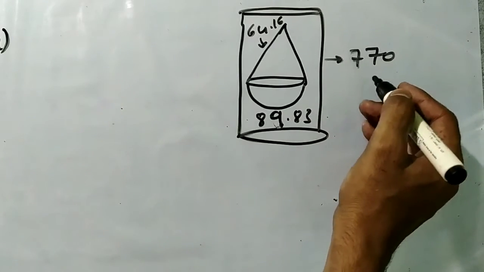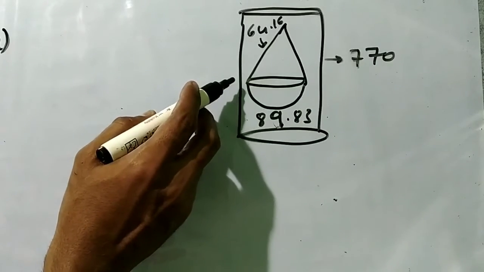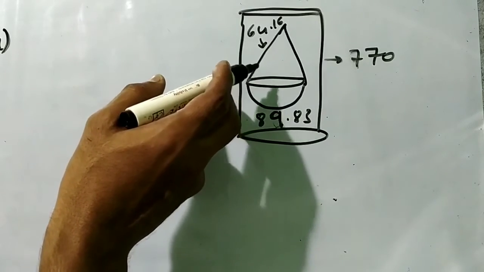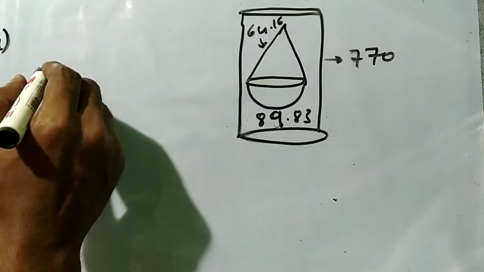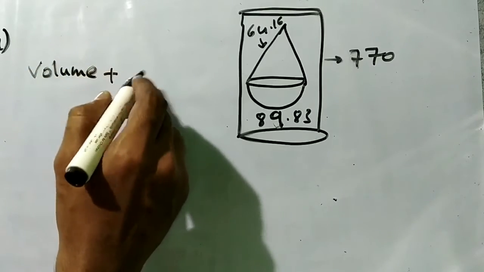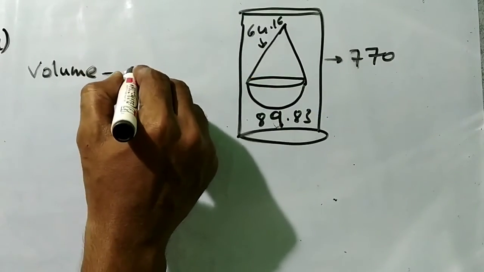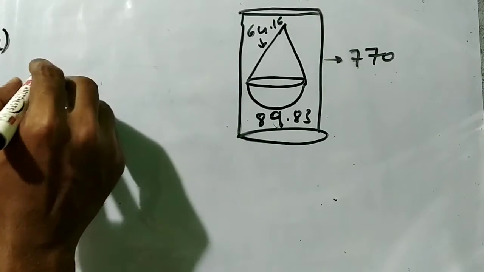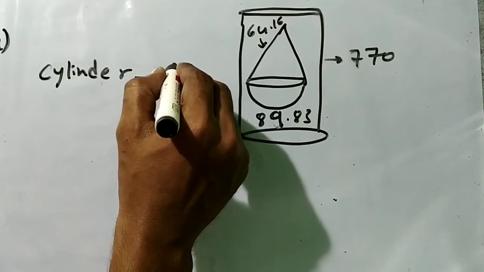Here the 770 is the whole volume of the cylinder, that is water, and when this solid figure is immersed, some water can be absorbed by the solid figure. So whatever water is left is equal to the volume of the cylinder, or tub, minus the solid figure.